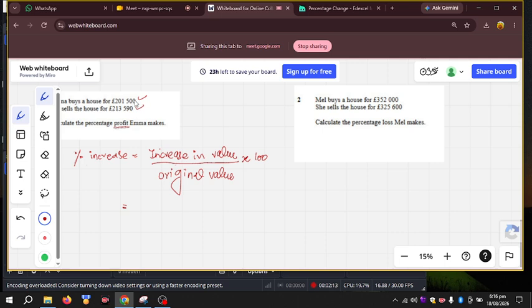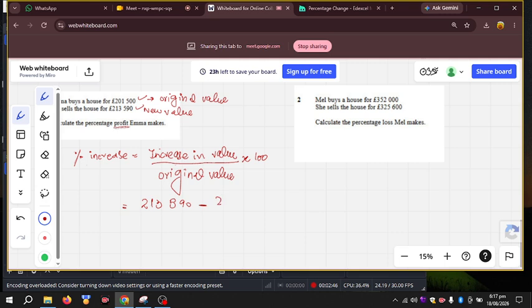So the value is increased. So how much is increased? That is your increase in value. So you can write it down that from the new value, this is our new value, okay, and this is our original value. So you're going to subtract 201,500 pound from 213,590 pound, right?